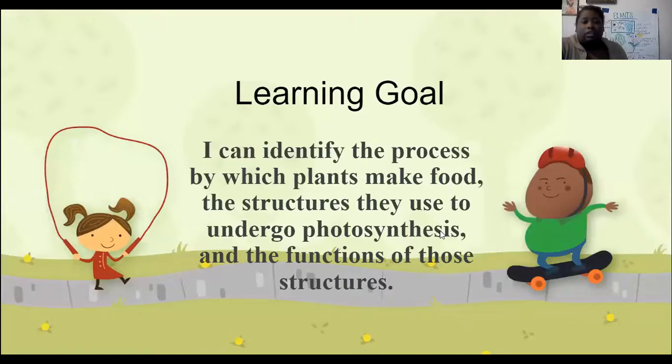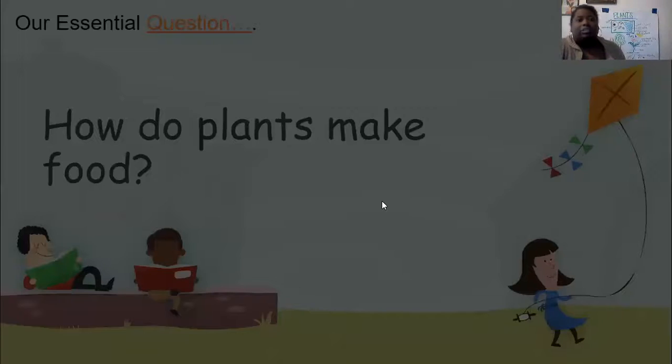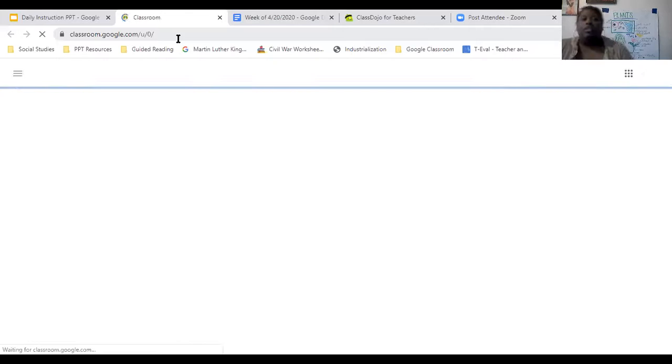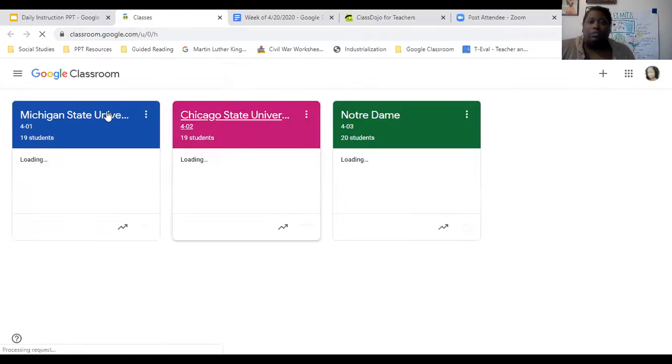All right, so let's click right here. And then how do plants make food? Well, we just identified how plants make food. So we're going to finish it up and wrap it up. Let's go to Google Classroom. So once you get into Google Classroom, I'm going to click Michigan State University.